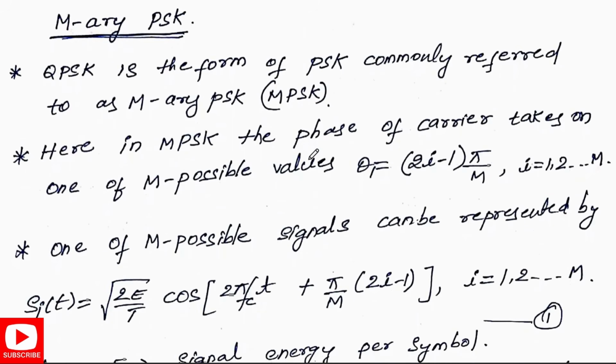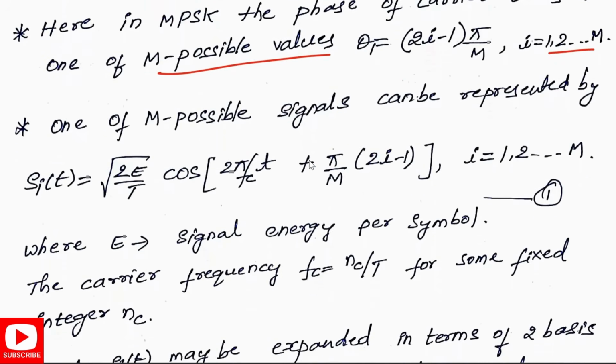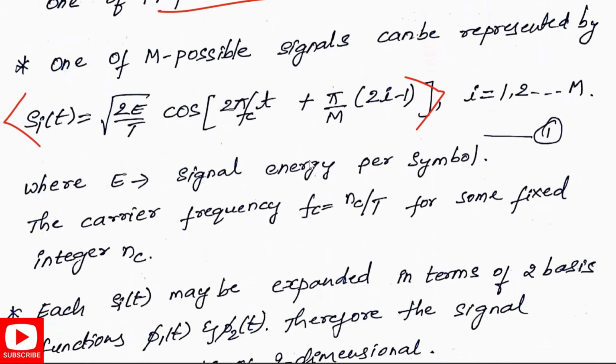This form is completely referred to as M-ary PSK, or you can say MPSK. In MPSK, the phase of the carrier takes one of M possible values, theta i equal to (2i minus 1) pi by M, for i is 1 to M. So one of the M possible signals that can be represented is Si of t, given as square root of 2E by T cos function, where i is 1 to M. So here what is our E? It is the signal energy per symbol.